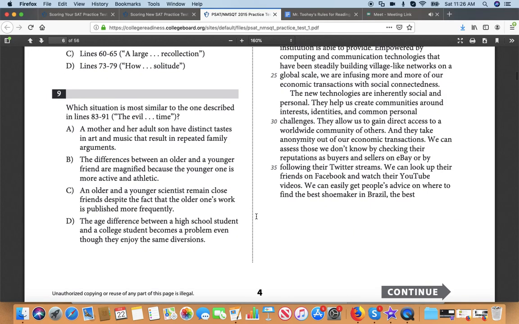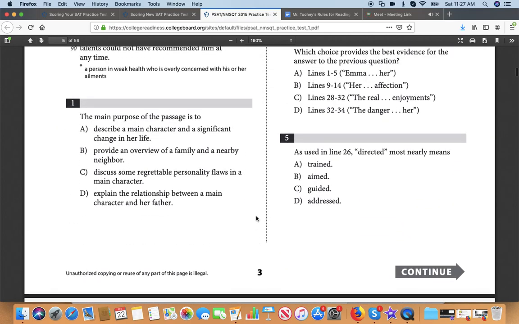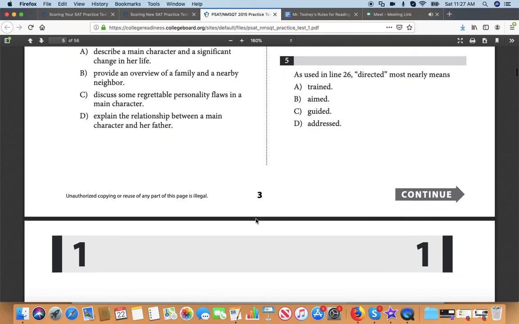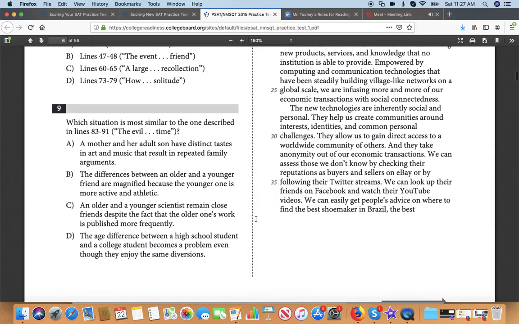Go to answer choice D. The age difference between a high school student and a college student becomes a problem even though they enjoy the same diversions. Is that similar to the situation described in 83 through 91? No. Because they really don't enjoy the same things. Earlier, in lines 81 and 82, you could not meet her in conversation, rational and playful. Even though that's not in lines 83 through 91, that's still evidence in context against answer choice D. So I don't like that. B is the best, and it's the right answer.